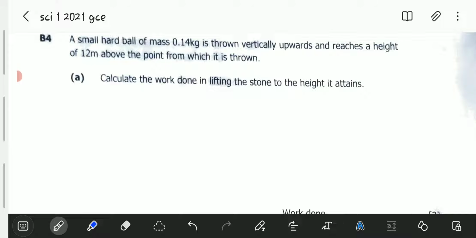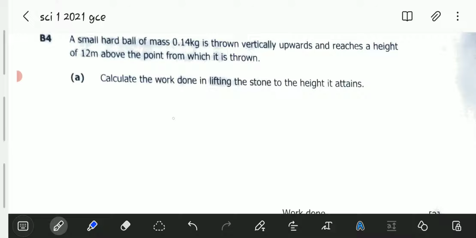In this video, we will be looking at the Science Paper 1 2021 GCE, question B4. Question B4 reads: a small hard ball of mass 0.14 kilograms is thrown vertically upwards and reaches a height of 12 meters above the point from which it was thrown.